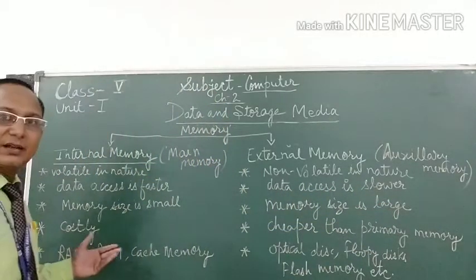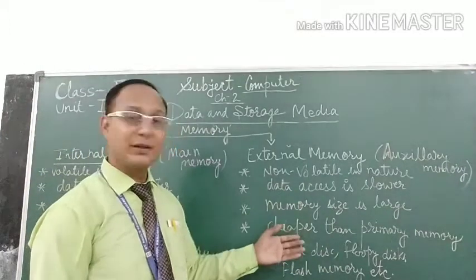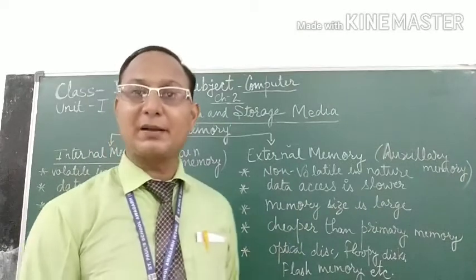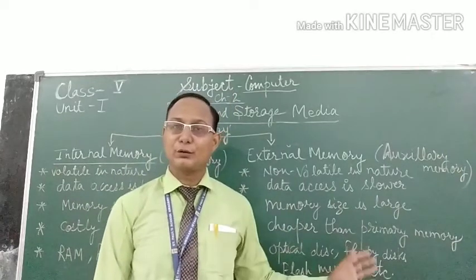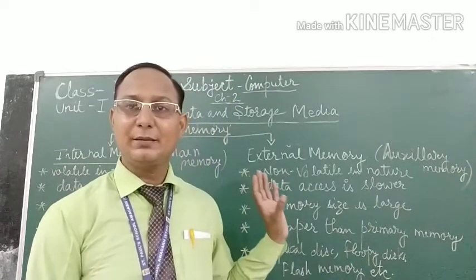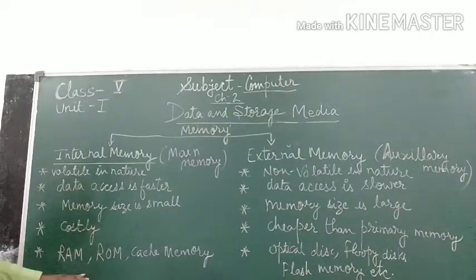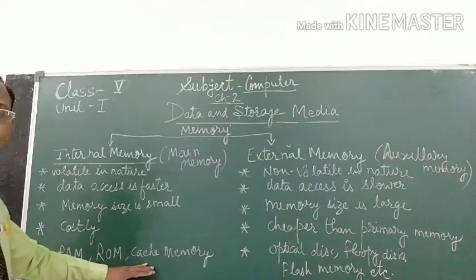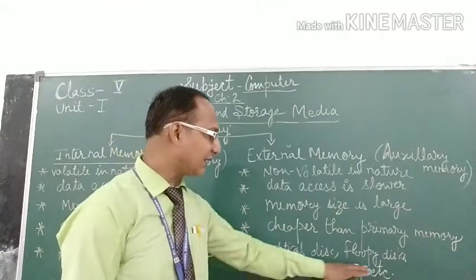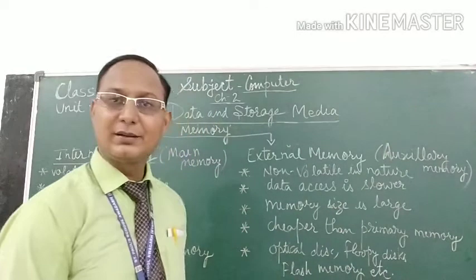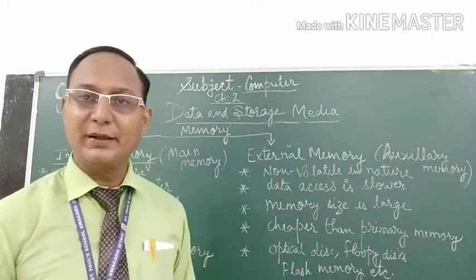Internal memory is costly, and external memory is also costly, but much cheaper than the primary or main memory. Some examples of internal memory are RAM, ROM, cache memory. And the examples for external memory are optical disk, floppy disk, flash memory, etc. These are the examples. So I hope all of you understood the main difference between the two memories.